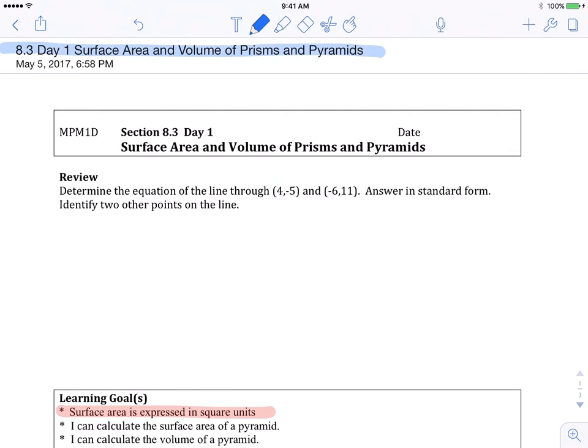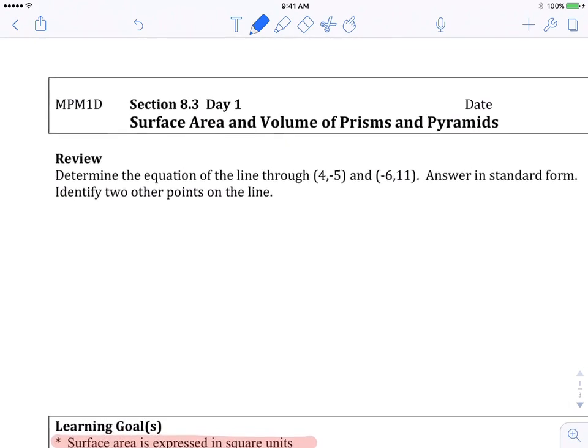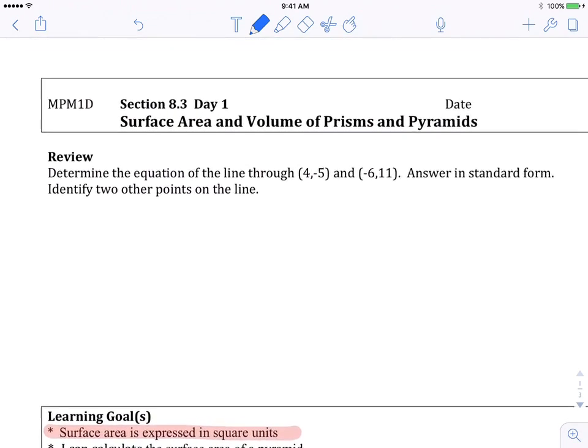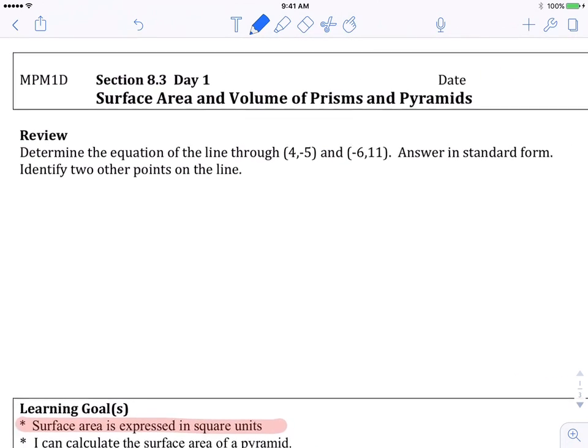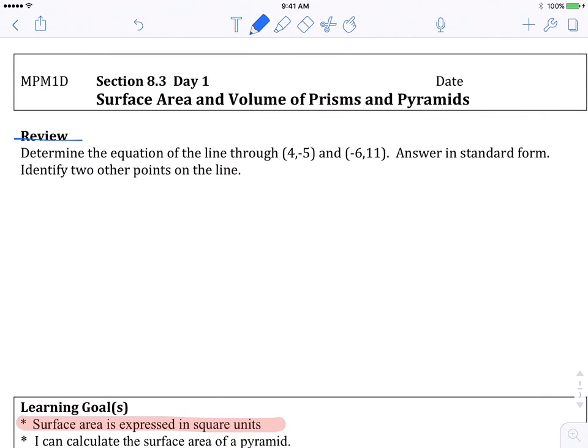All right, so we're looking at 8.3 day one, the surface area and volume of prisms and pyramids. This is a bit of review for some of you from grade 8. And what I want to start off with here today is not surface area or volume of prisms and pyramids, but rather I want to start off with a question that will be a good review for you for the exam. So please take a look at this question.